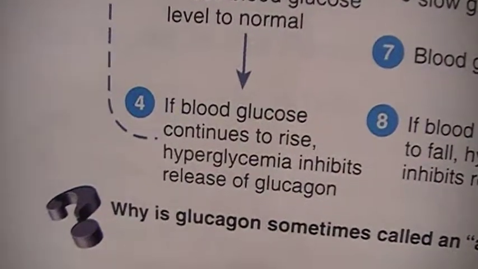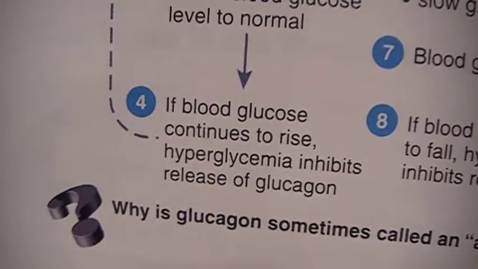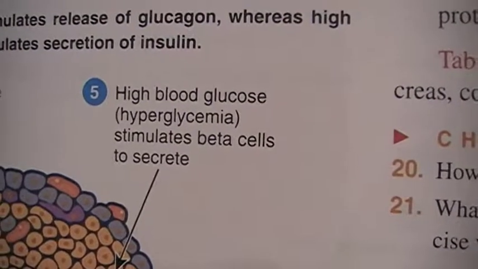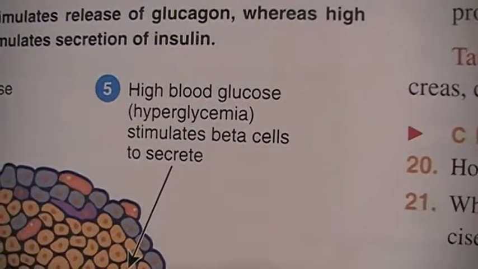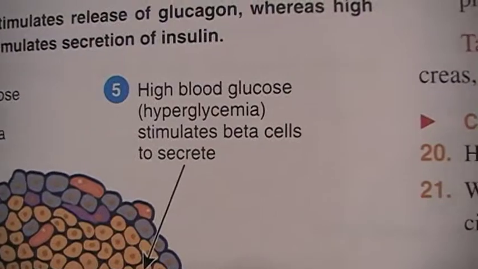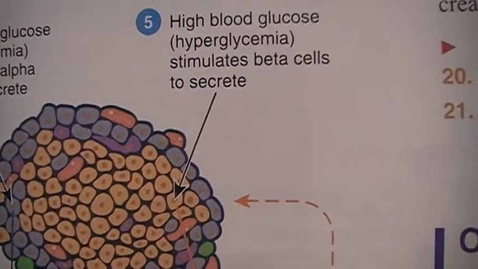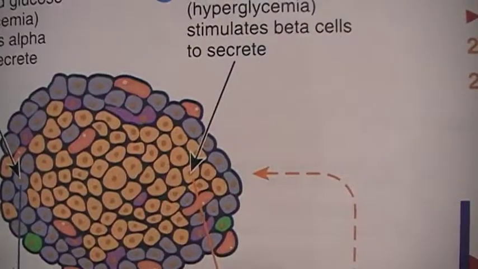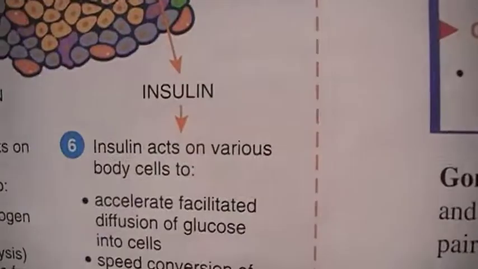If blood glucose continues to rise, hyperglycemia inhibits the release of glucagon. Hyperglycemia, high blood glucose, stimulates beta cells to secrete insulin. And they're the orange ones.